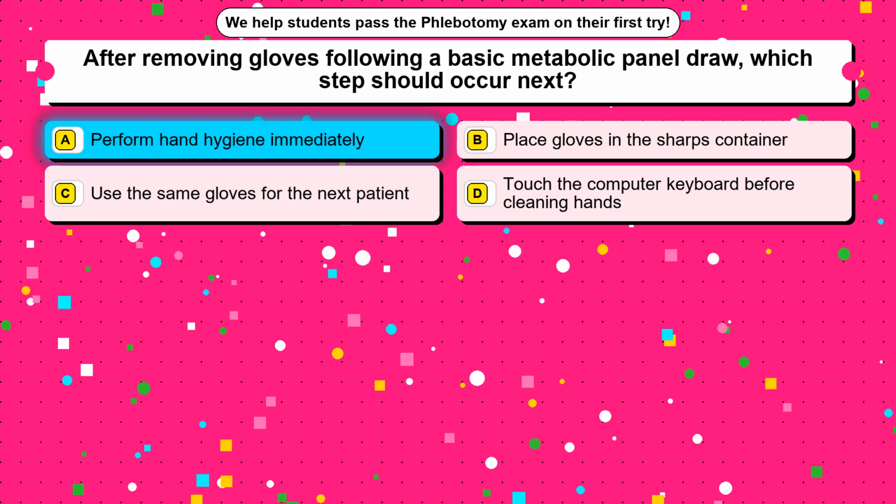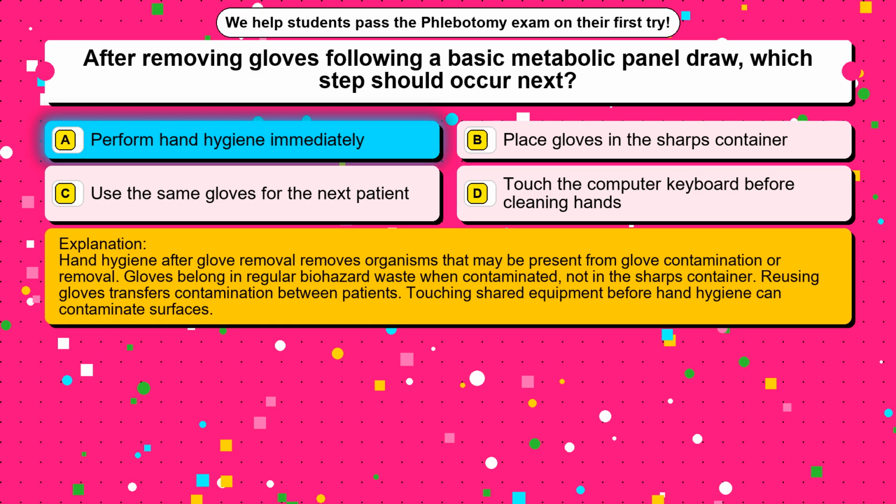Perform hand hygiene immediately. Hand hygiene after glove removal removes organisms that may be present from glove contamination or removal. Gloves belong in regular biohazard waste when contaminated, not in the sharps container. Reusing gloves transfers contamination between patients. Touching shared equipment before hand hygiene can contaminate surfaces.